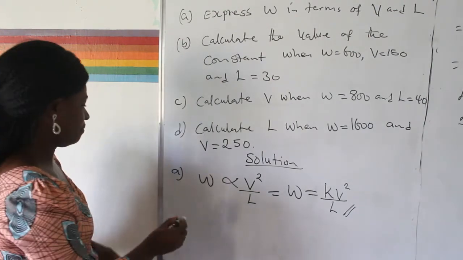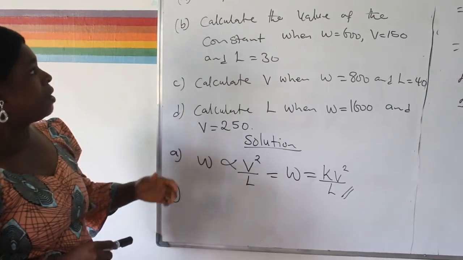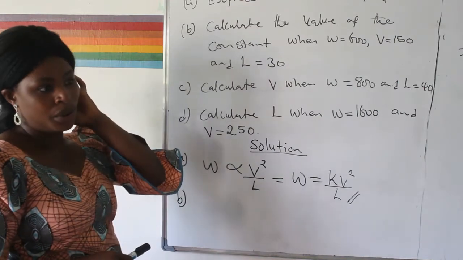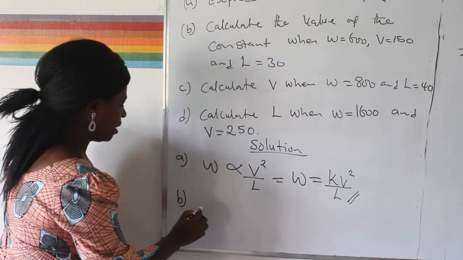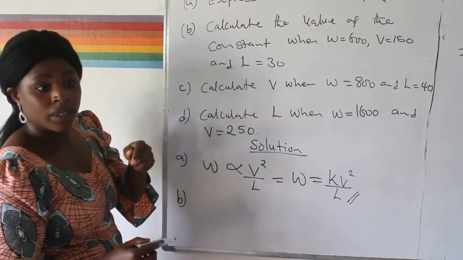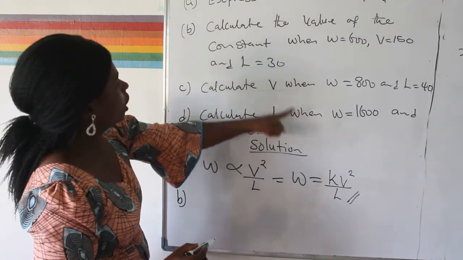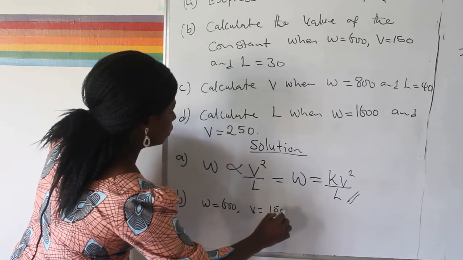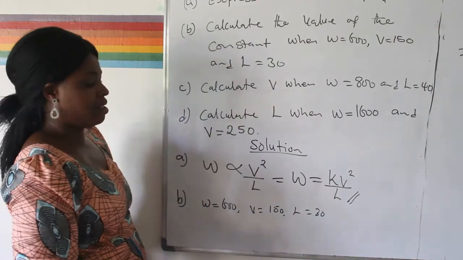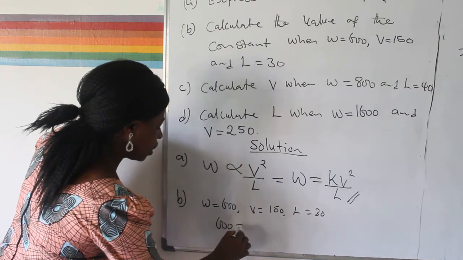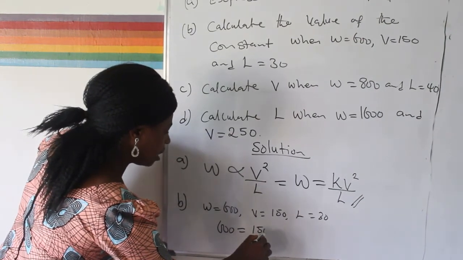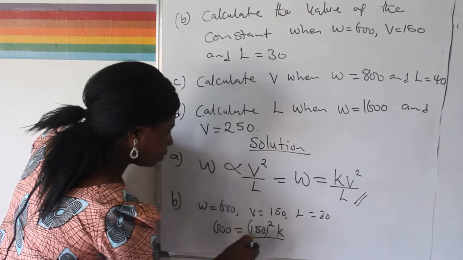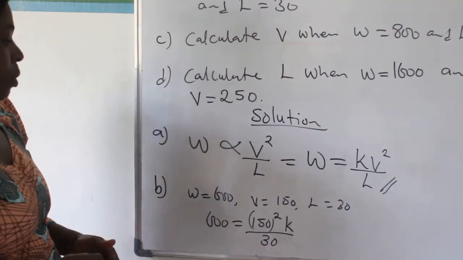Let's look at B. In B, we have to calculate the value of the constant. So you can see we have a constant already here. So we want to find the value of the constant. From the expression, W is given to us as 600, v is given to us as 150, and L is given as 30. So we substitute it here. Now we have 600 is equal to K, which we don't know, times v, which is 150 squared, all over L, which is 30. So this is what we have.